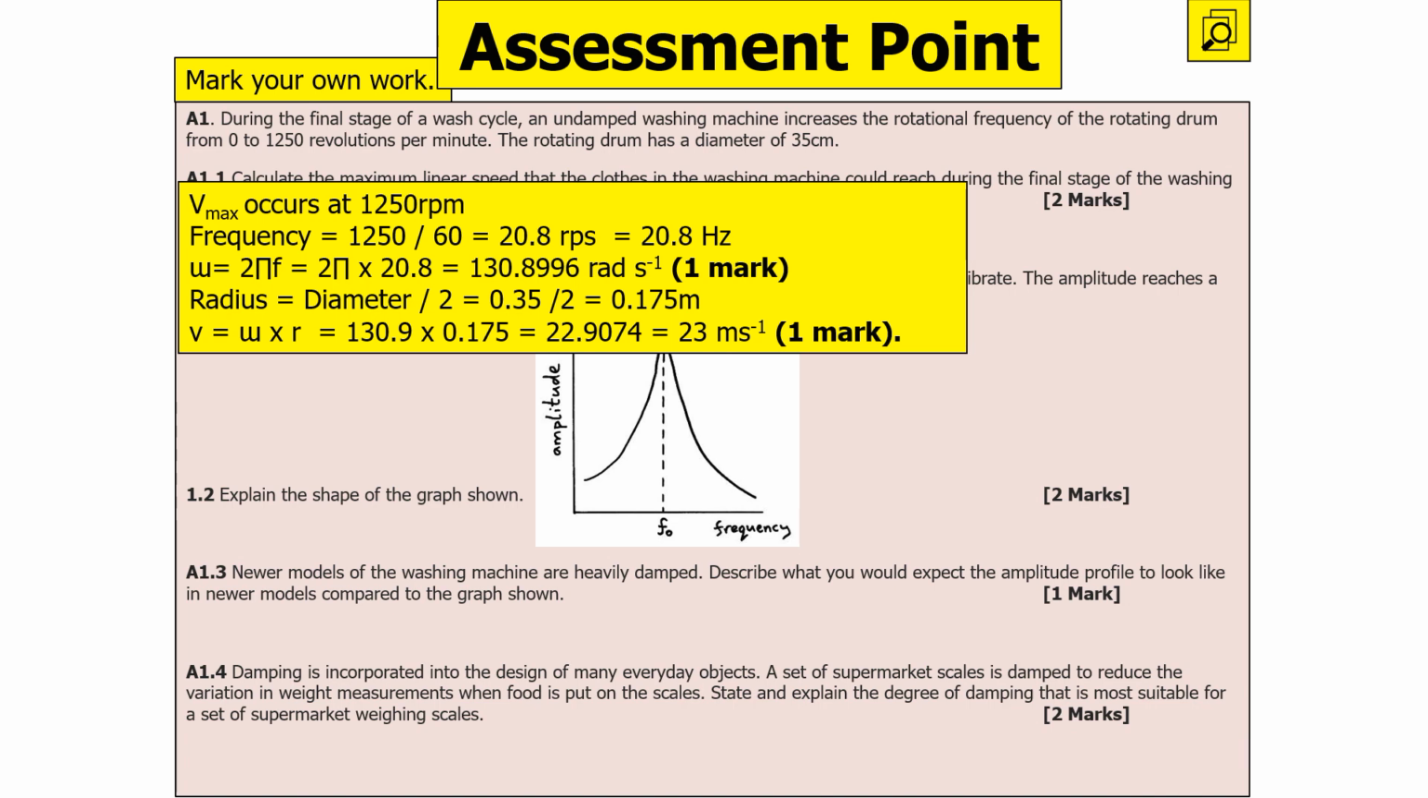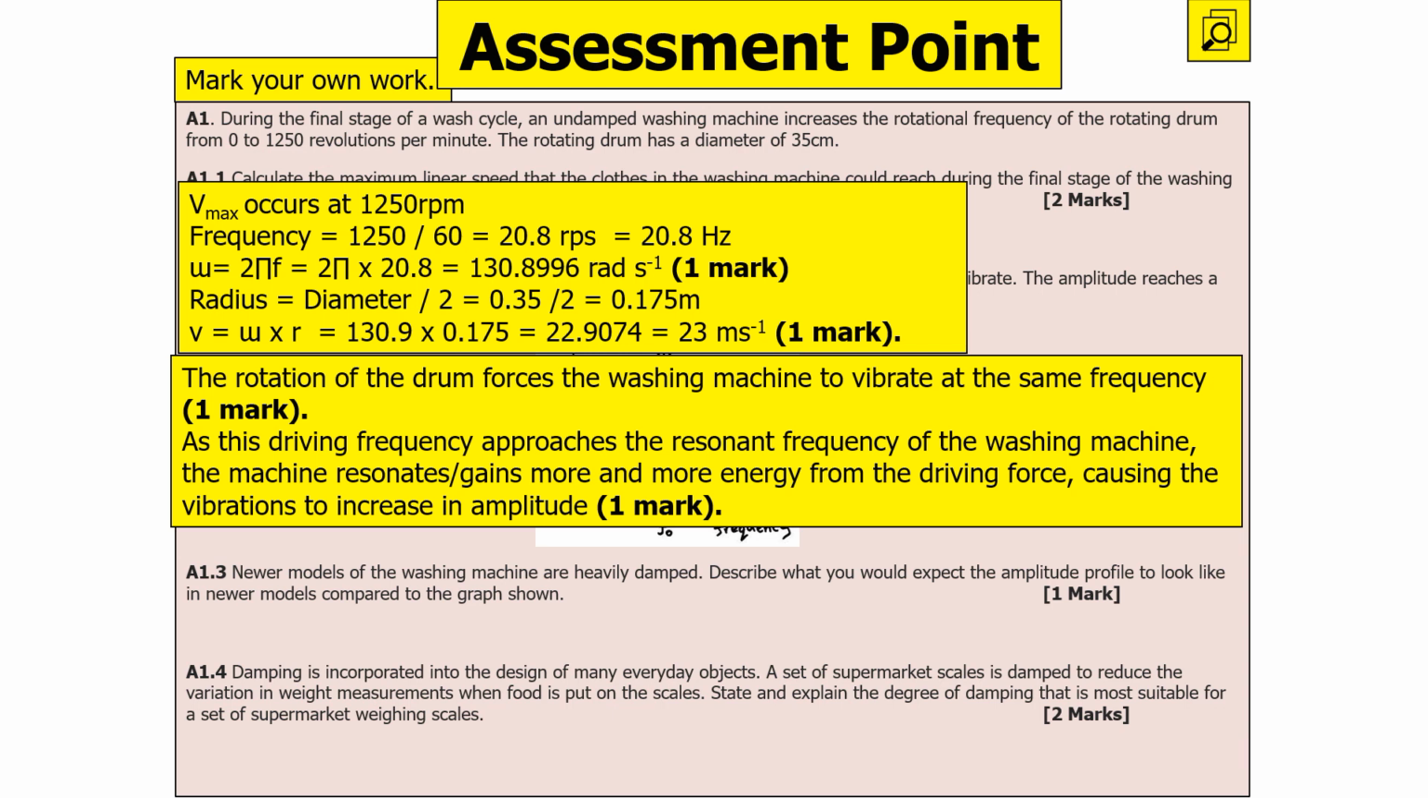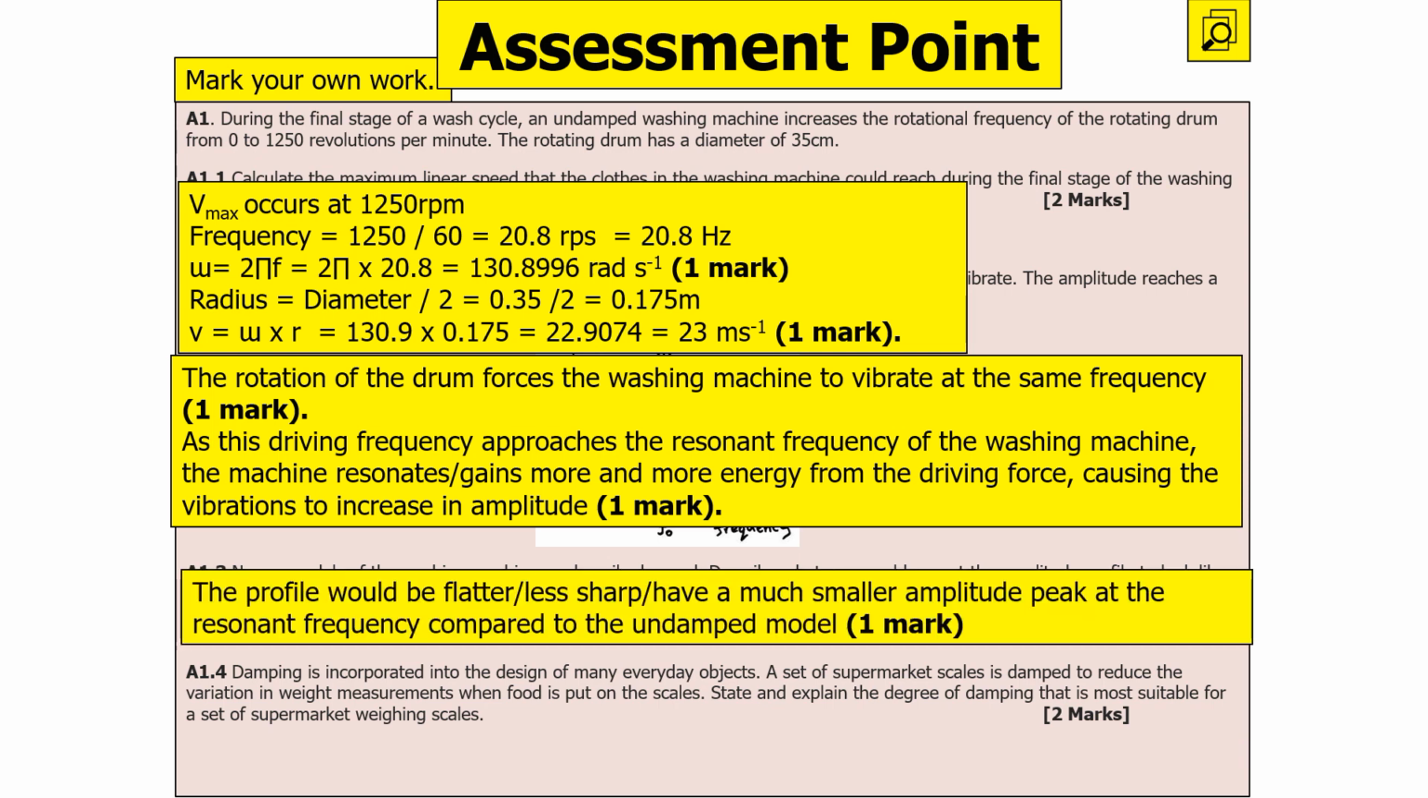Now, what's happening? Well, the rotation of the drum forces the washing machine to vibrate at the same frequency. This driving frequency approaches the resonant frequency of the machine, which is the natural frequency of the object, and the machine will resonate and gain more energy from the driving force, causing a violent increase in amplitude of oscillation. Now, what would happen if you have damping? Well, the first thing is the profile is flatter, so it's got a wider peak. It's not as sharp, so it'll be a duller peak, but also a lower peak, and also slightly less in frequency compared to an undamped model, so the peak will shift to the left slightly.